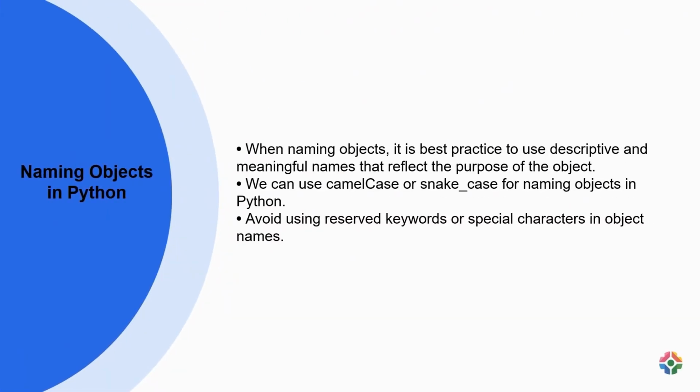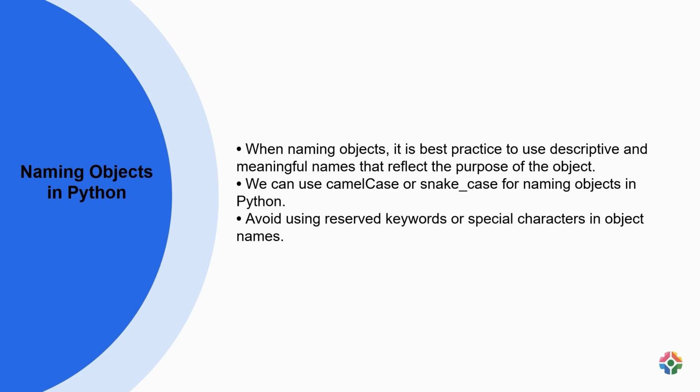Naming objects in programming is crucial for code readability and maintainability. It is advisable to use descriptive names that accurately convey the purpose of the object. For instance, instead of naming a variable x, opt for a name like total_sales_amount for better understanding.